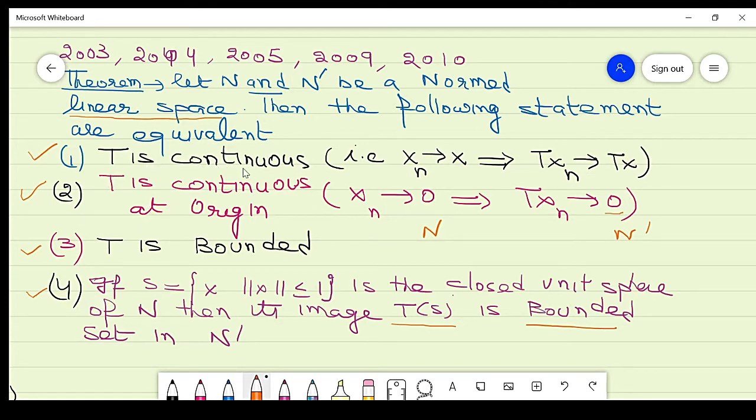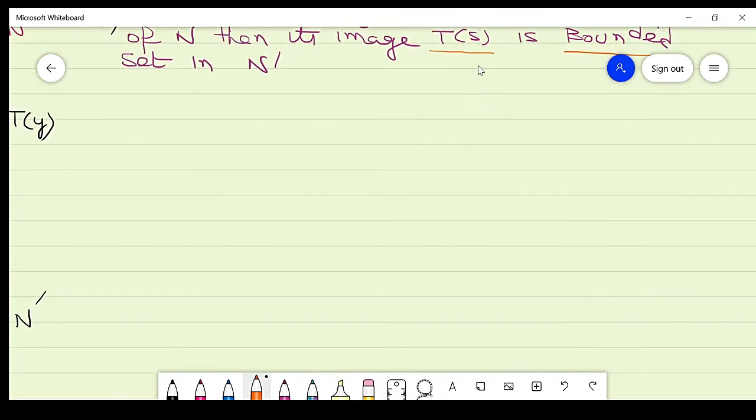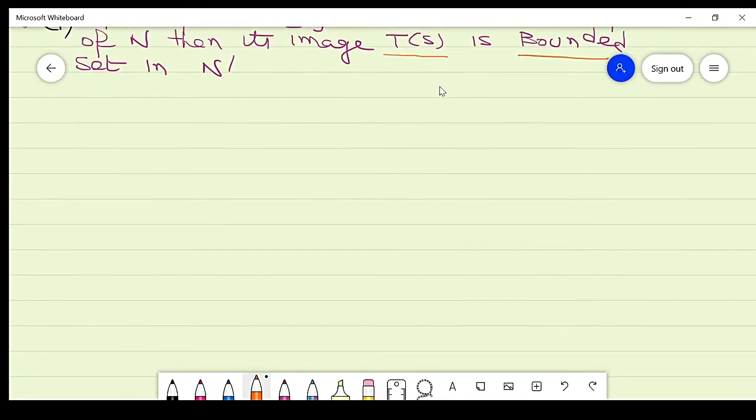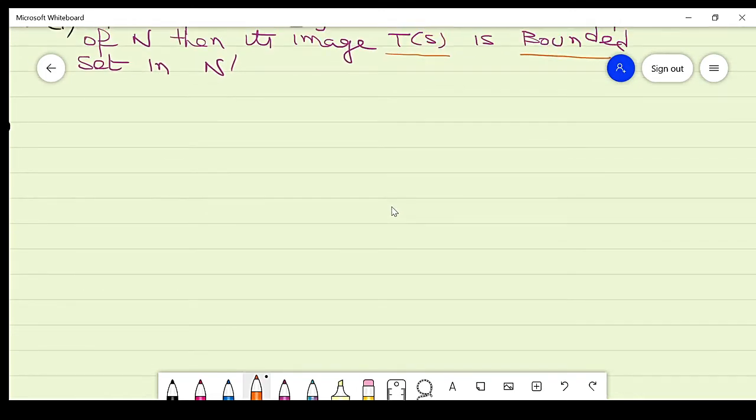If there is no difference between these four properties, it means continuous is bounded and bounded is continuous. So in functional analysis, in operator theory, we get all the continuous operators are bounded and all the bounded operators are continuous. So this is a very important result. In the previous classes, we learned only that continuous functions are bounded, but bounded is not continuous. But here both statements are equivalent.